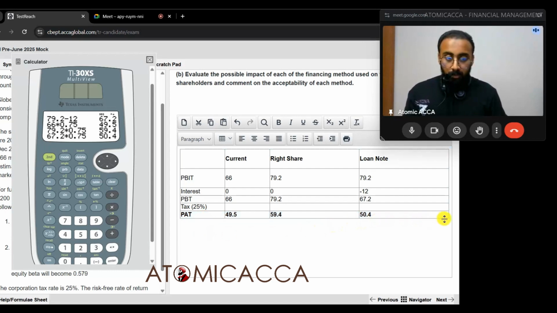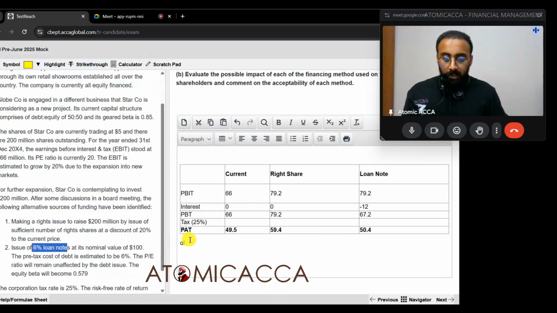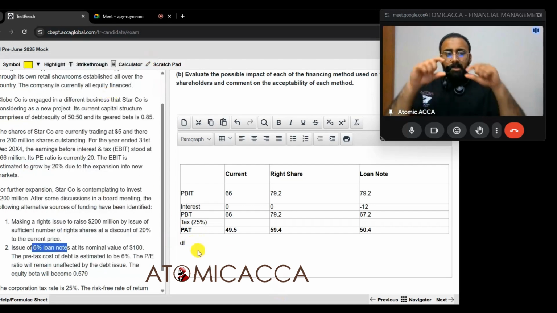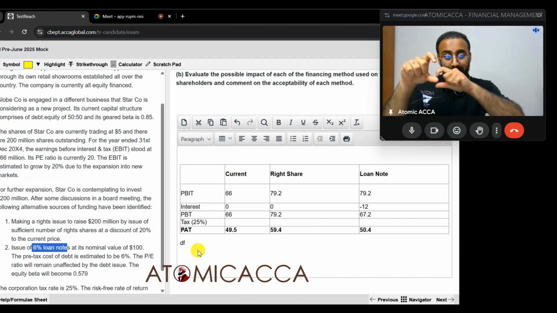Next, what we are going to do? Okay. Next thing we have is, in the table, we'll write the number of shares we have. Then we will find out the EPS, PE ratio, and share price.